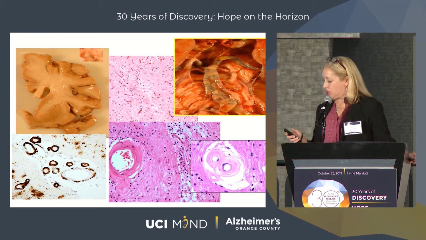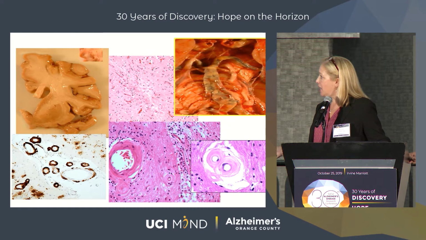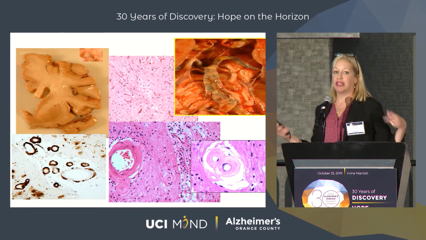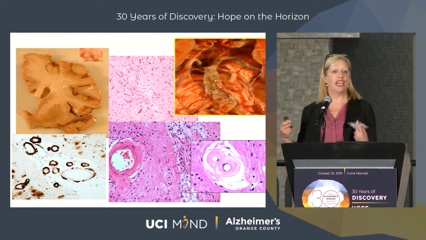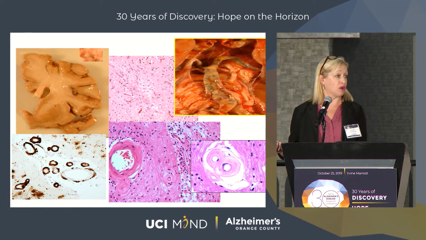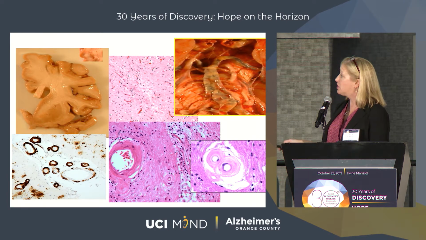So these are some pictures of the brains. This is an infarct here, so this would be someone who had a stroke. Sometimes we get these cases, a lot of times we get these cases, and the older person never knew they had a stroke. Lots of times they're small and subclinical.